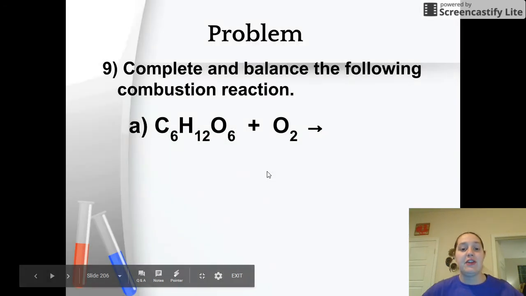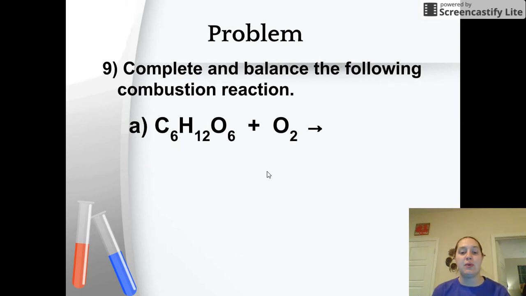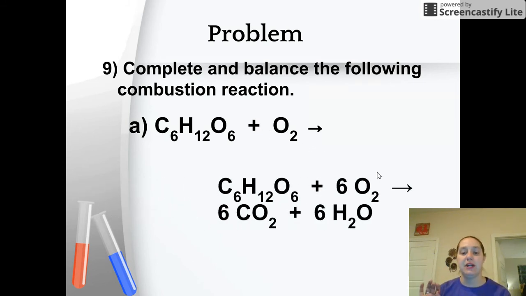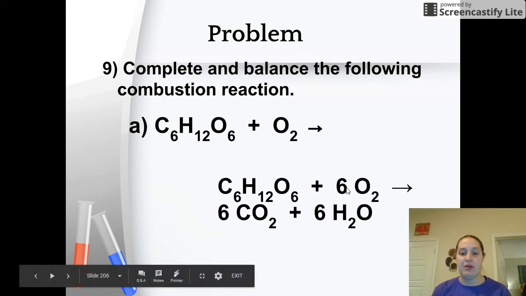Okay, here's another combustion reaction. We have C6H12O6. This one should be familiar from biology class. So we've got glucose plus O2, and we are combusting it. So we will again form CO2 and water every single time. Notice that if you go through, you can balance it, and you'll end up with 3 6s, one in front of the O2, one in front of the CO2, and one in front of the water. You do end up with a 1 in front of the C6H12O6.